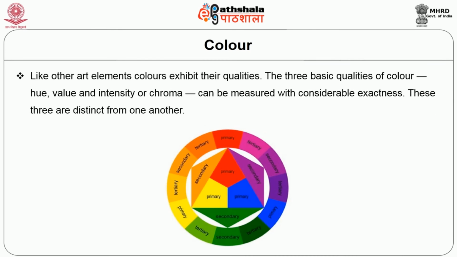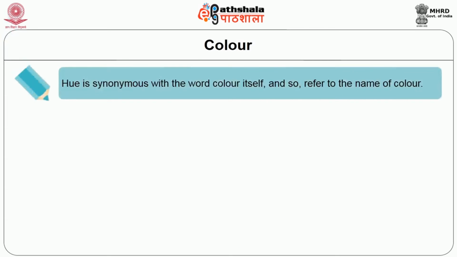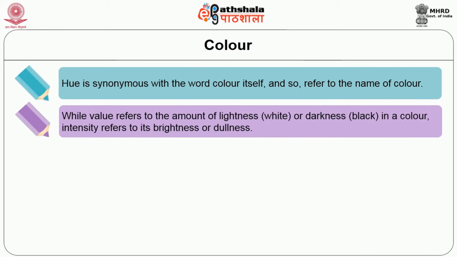Like other art elements, color also exhibits its qualities. The 3 basic qualities of color include hue, value, and intensity or chroma. So, this can be measured with considerable exactness. These 3 are distinct from one another. Hue is synonymous with the word color itself, and so it refers to the name of the color, while value refers to the amount of lightness or darkness which can be indicated by white or black in color, and intensity refers to the brightness or the dullness of the color.